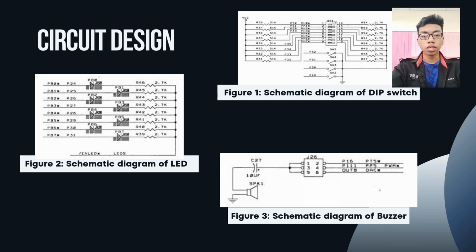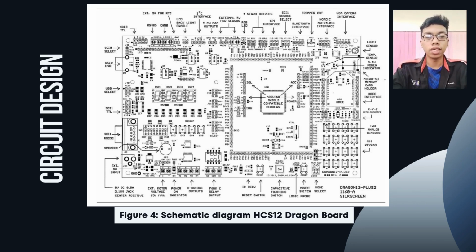For figure 1, schematic diagram of DIP switch. For figure 2, schematic diagram of LED. And for figure 3, schematic diagram of the buzzer. And of course, we are using HCS12 Dragon Board. And these are the schematic diagram of HCS12 Dragon Board.